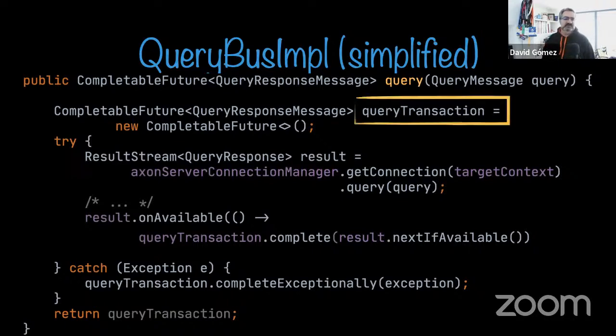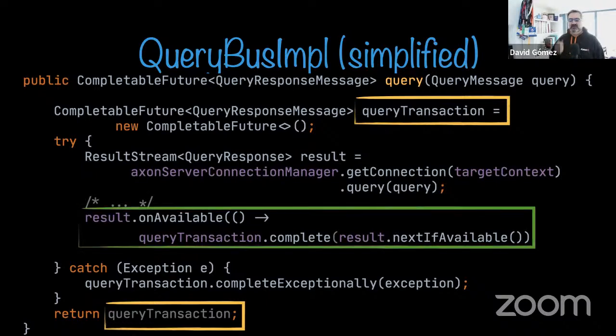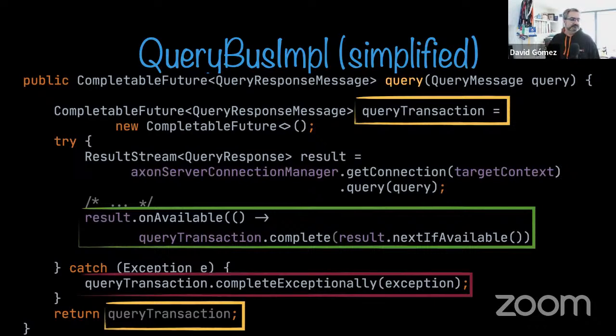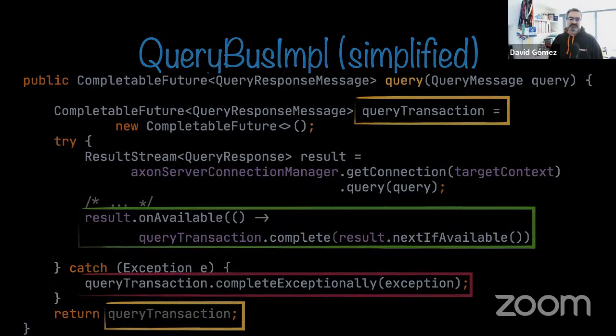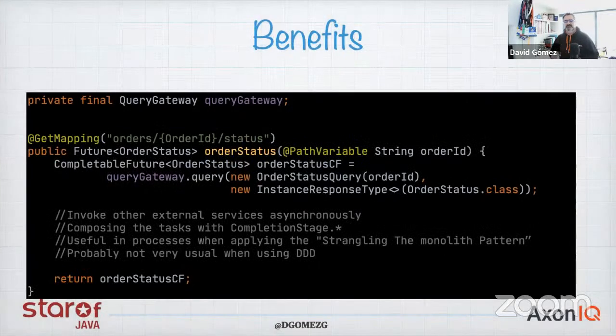The three main things here are that we have a query transaction, and that query transaction is the first thing that we are going to return, which is a completable future. And then if there is any kind of exception, we have the ability, after returning the query transaction, to complete that exceptionally, and then complete the message asynchronously, when this code is going to be executed by a different thread. So this is basically the way that, more or less, we have implemented it.